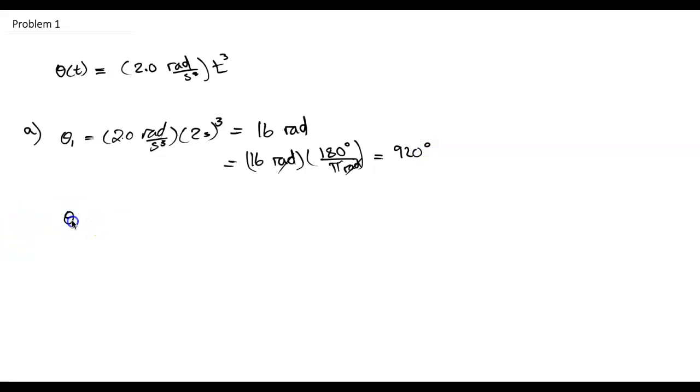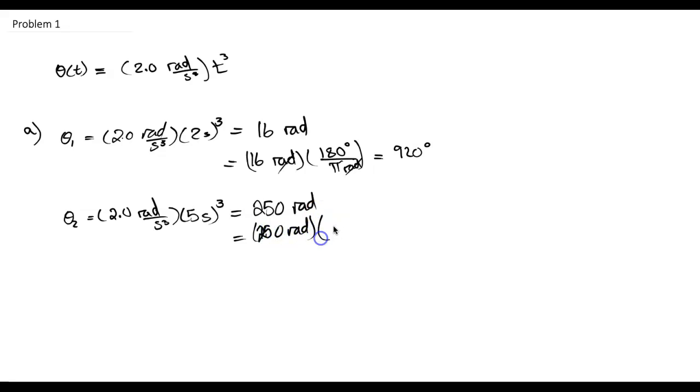The second time we're given is for t equals 5. So we again plug in 5 for t, and we get 5 seconds cubed. This will give us 250 radians. Once again, if we take 250 radians multiplied by 180 degrees for every pi radians, we get about 14,000 degrees.